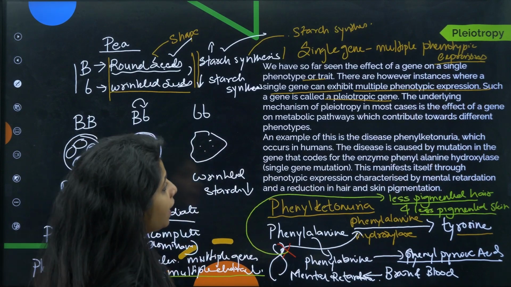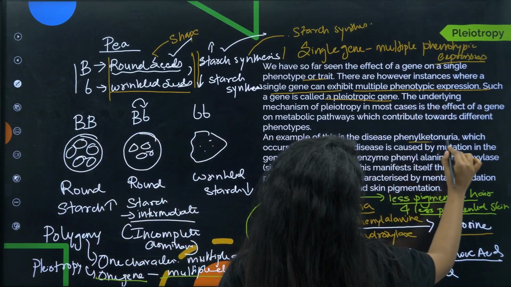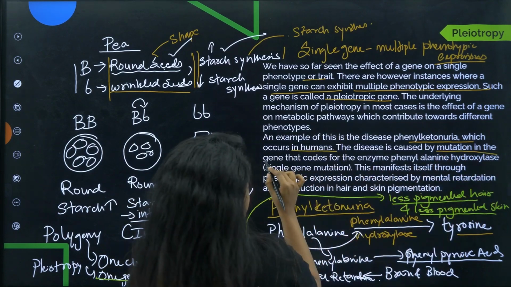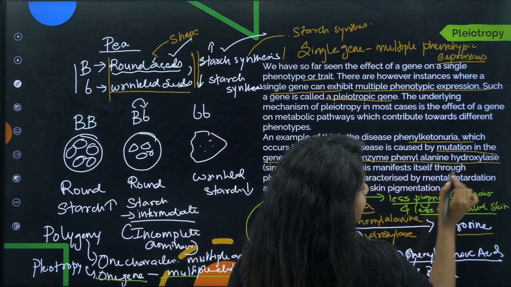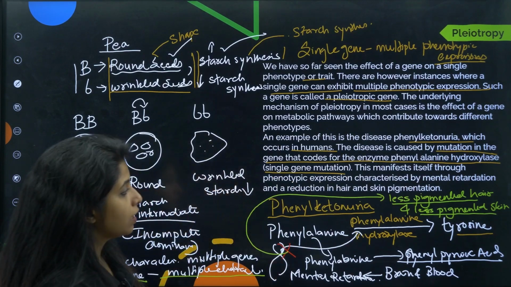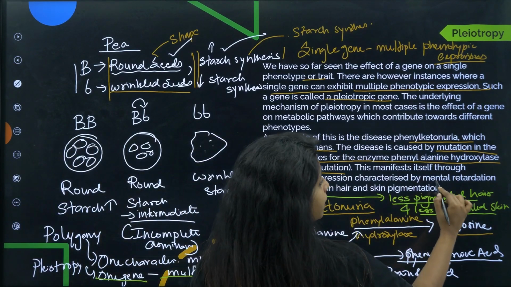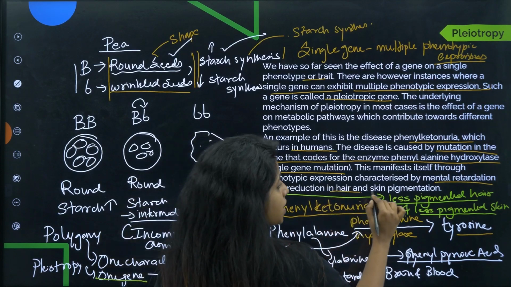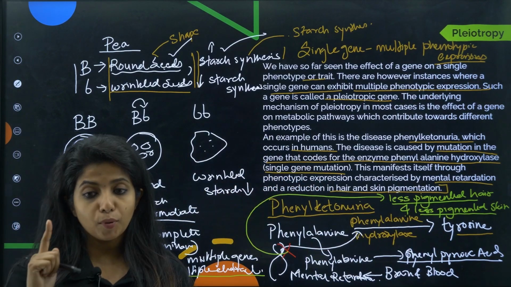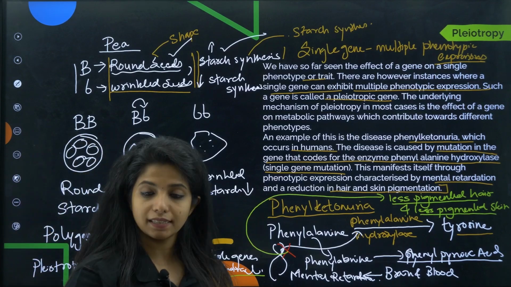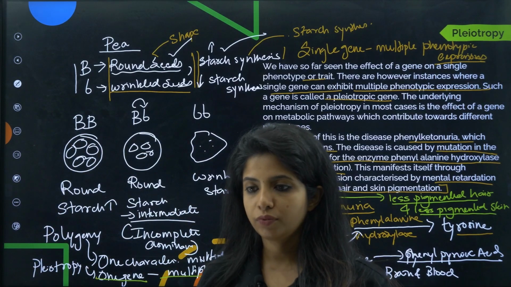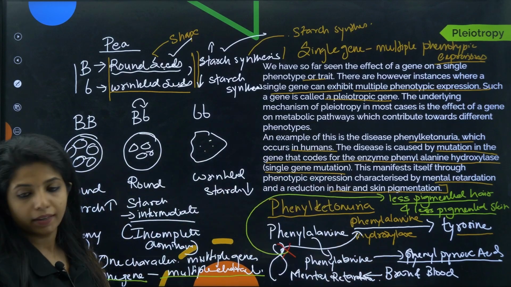Okay, an example of this is the disease phenylketonuria, which occurs in humans. This disease is caused by a mutation in a gene that codes for the enzyme phenylalanine hydroxylase, a single gene mutation. This manifests itself through phenotypic expression characterized by mental retardation and a reduction in hair and skin pigmentation. Hypopigmentation, you can remember like that, hypo, not hyper, okay, hypo, it's less. Fine. Did you understand what I tried to teach you? This is pleiotropy, children. Fine.